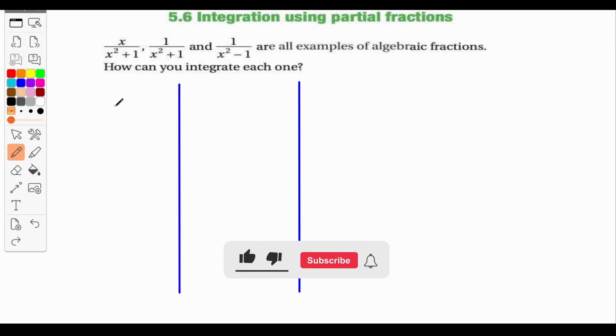Today, inshallah, we have topic number 6 in the chapter integration: integration using partial fractions. Let's see here. We have three algebraic fractions. These are all examples of algebraic fractions. How can you integrate each one?